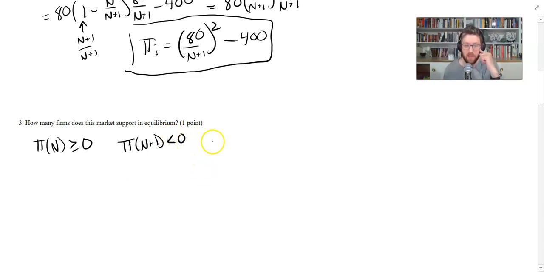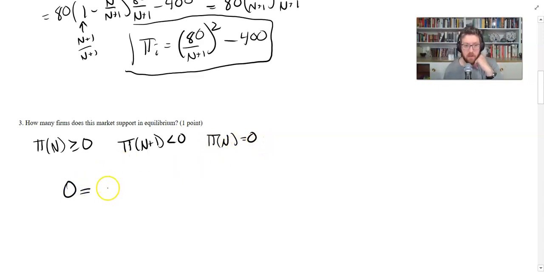And if life is convenient, we're going to find that right at this thing equal to 0, we get some whole number. If you don't, usually it means that if you round down, that's the number of firms that satisfy this condition, and if you round up, you're in this position. So usually this is the way to start. To find n, you want to set your profit equal to 0. So let's see what we get.